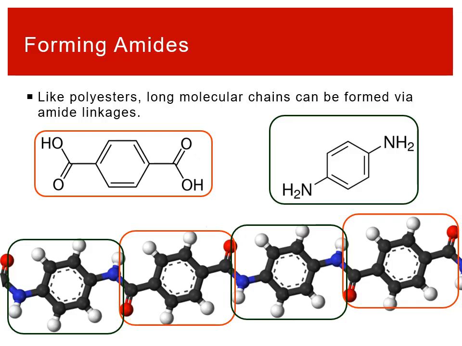You have a molecule that is a carboxylic acid on two sides. You have another molecule that's an amine on two sides, and you react them together. You make these chains, you can turn those chains into threads and put them together. Nylon is one type of polyamide. This is not it.